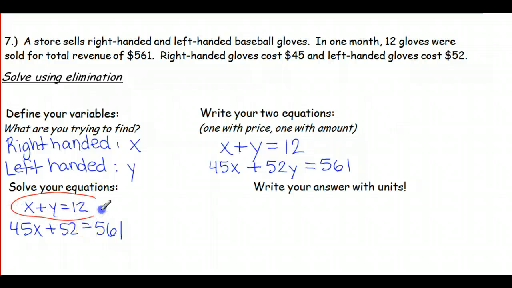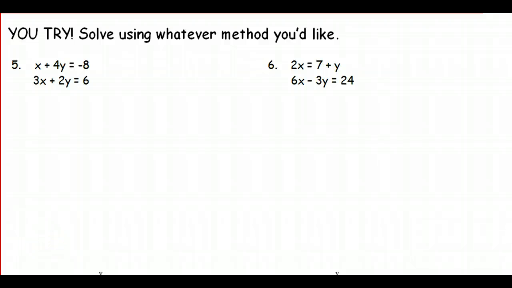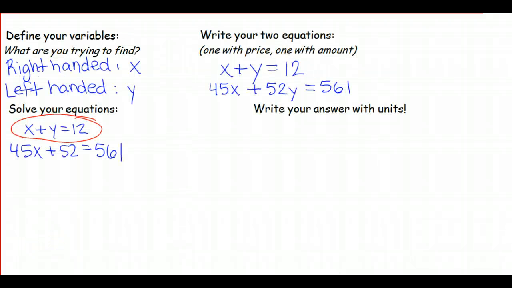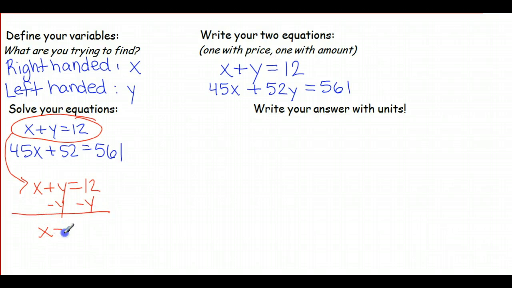So, we're on this page. Hopefully we're going to stay on this page. We're going to solve... Okay, I think we're working now. So, I'm going to take the top equation and solve for one variable. I'm going to go ahead and solve for x. So, we have x plus y equals 12. I'm going to subtract y from both sides of my equation so that we get x equals 12 minus y.